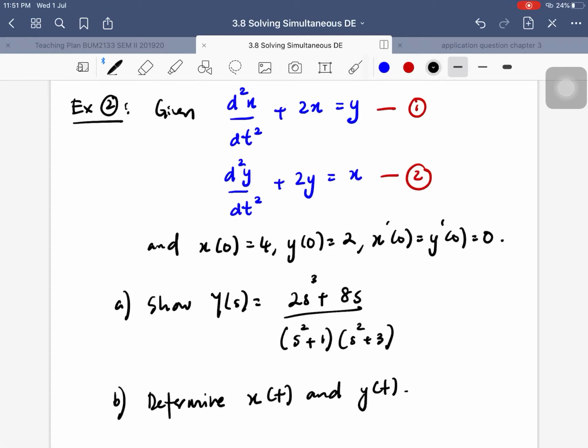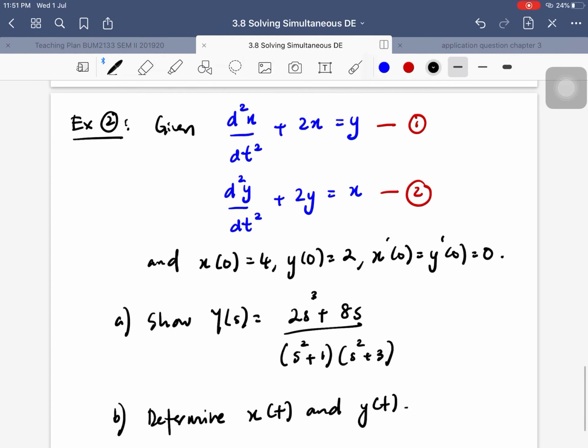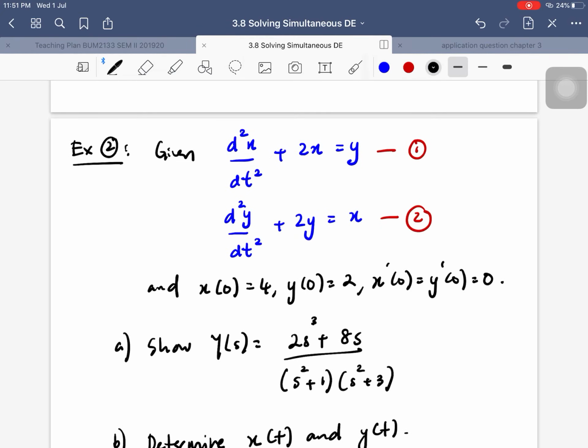Okay, for the second example, this is actually a previous exam question. So for this case, instead of a first order differential equation, I purposely picked a second order differential equation, just to make the standard higher now.